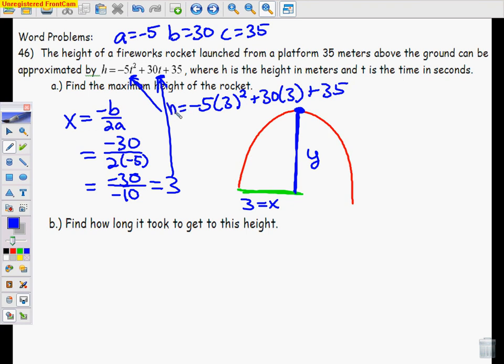Okay, so let's see. -5 times 3 squared. I'm just going to type this right in the calculator. Plus 30 times 3 plus 35. That gives us a value of 80. So our maximum height of this rocket is 80 meters.